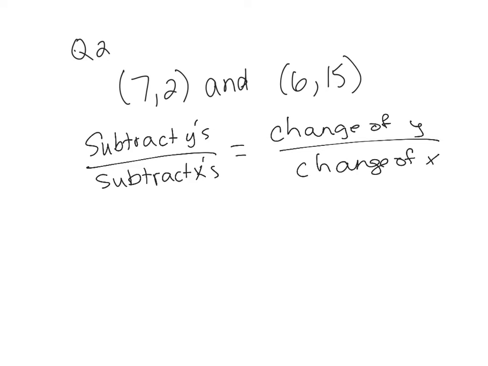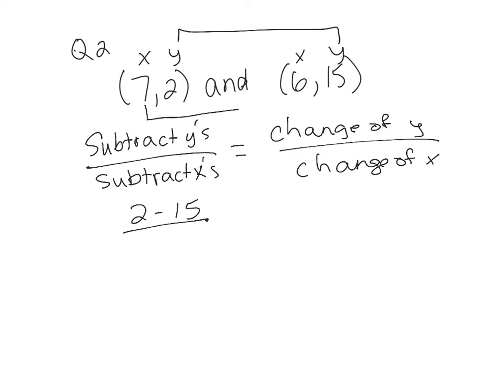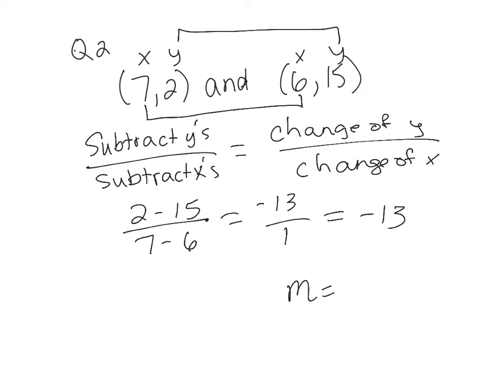So we're going to remember that this is xy, xy. So we're going to subtract the y's first. 2 minus 15 over subtracting the x's, 7 minus 6. 2 minus 15 is -13. 7 minus 6 is 1. I can simplify -13 over 1 to just -13. So my slope, and with slope we usually label it m, equals -13.